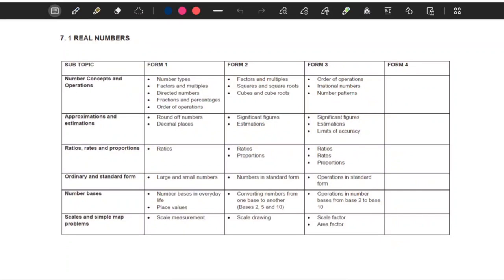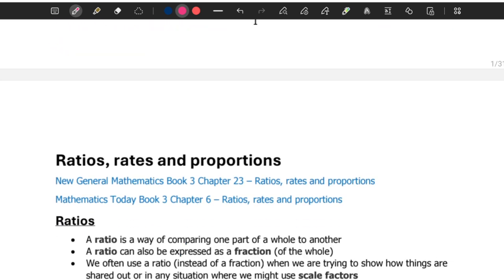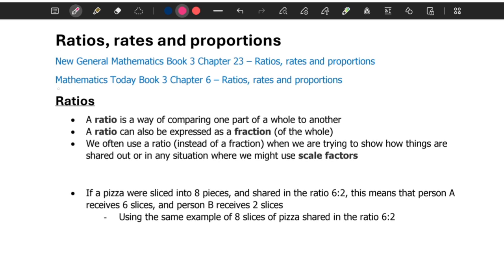Hello, for this lesson, we're going to be covering another topic still under real numbers, which deals with ratios, rates, and proportions. According to the syllabus, mostly that part is covered in Form 1, Form 2, all the way to Form 3. So we're mostly looking at the Form 3 part of the O-level syllabus: ratios, rates, and proportions. For reference, if you have the New General Mathematics book 3, that's in chapter 23, and in Mathematics Today book 3, that's in chapter 6.